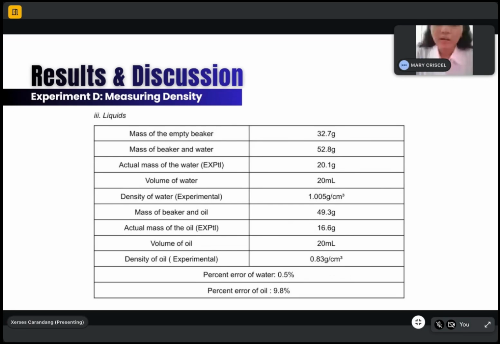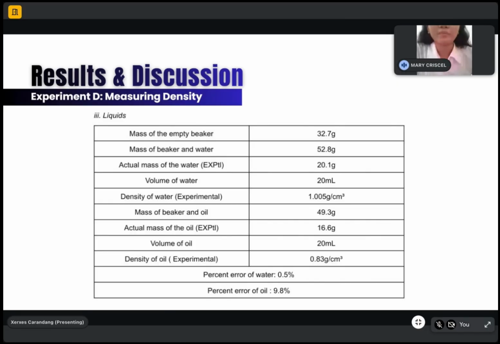Next, we measured the mass of the beaker and oil, which resulted in 49.3 grams. Subtracting the mass of the empty beaker, we concluded that the actual mass of oil was 16.6 grams. The volume of oil was measured using a graduated cylinder, and it resulted in 20 ml. The density of oil was calculated to be 0.83 grams per cubic centimeter.